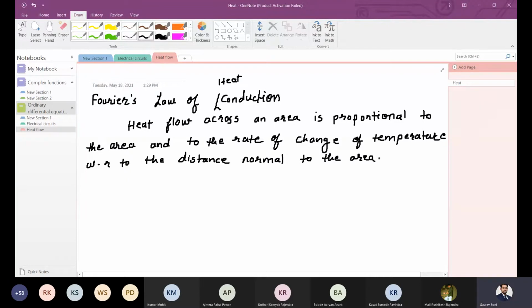So if you think logically, this is quite obvious. Whatever heat is flowing across a given surface, that heat flow will be proportional to whatever cross-sectional area it has. And the other thing is the distance.